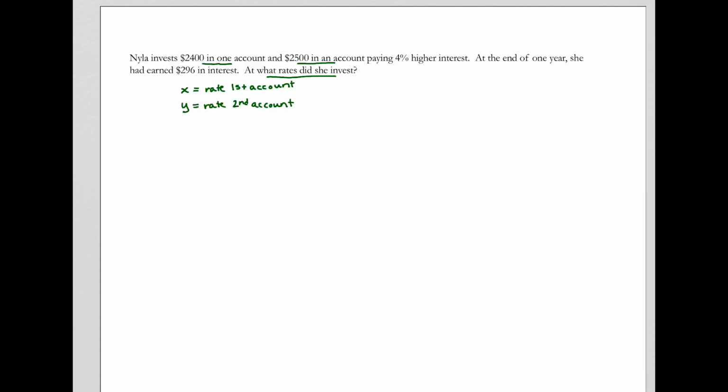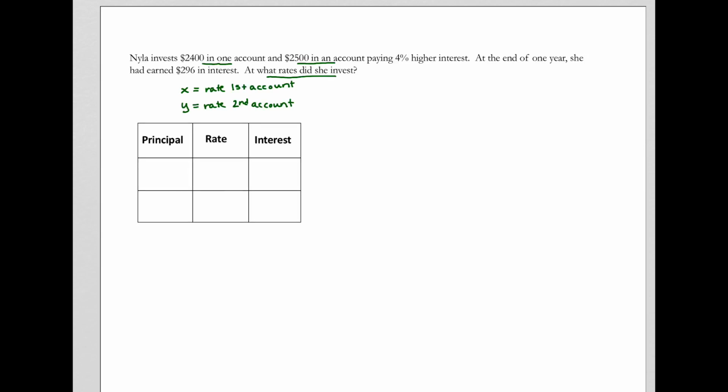From here, what I'd like to do is organize my information, and often you will find that professors and even students like to do that in the form of a chart. So I'm going to put a chart up and see if I can't organize all the information from this problem into that chart.